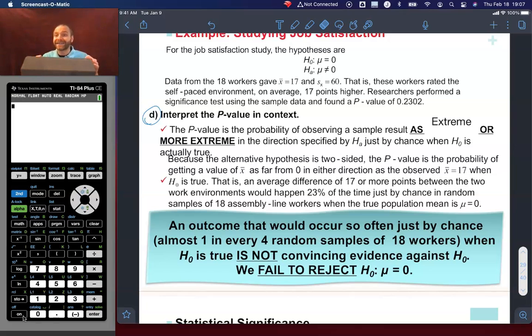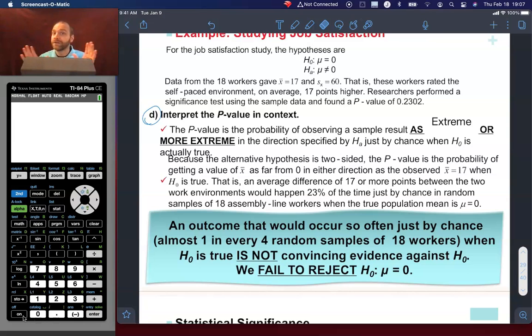We do not accept the null. Don't be that student who accepts the null. You never accept the null. You fail to reject it. You do not have evidence that allows you to reject the claim, so you fail to reject the claim. No one likes to admit when they're wrong. So you're not going to say, I accept the fact that the null was true. Never accept the null.